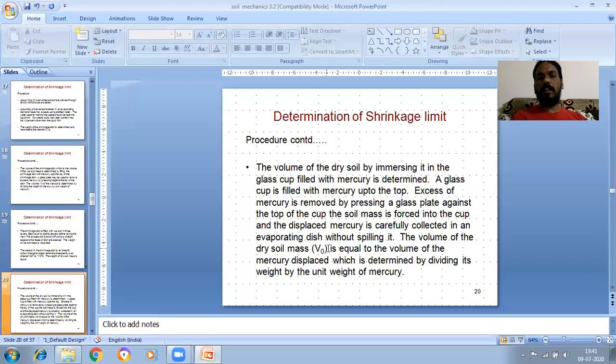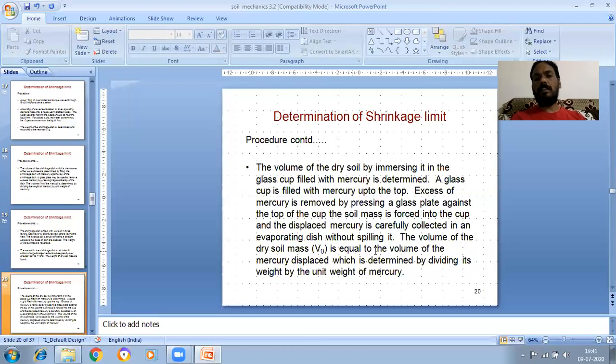The volume of the dry soil mass V0 is equal to the volume of the mercury displaced. That is Archimedes principle again. Whenever there is a full container of water or mercury or any liquid, if any object is immersed into the liquid, that much volume of the liquid will be displaced, equal to the volume of the object. The displaced volume of the liquid is equal to the volume of the object immersed. This is Archimedes principle. So again we are getting the volume of the dry soil mass.